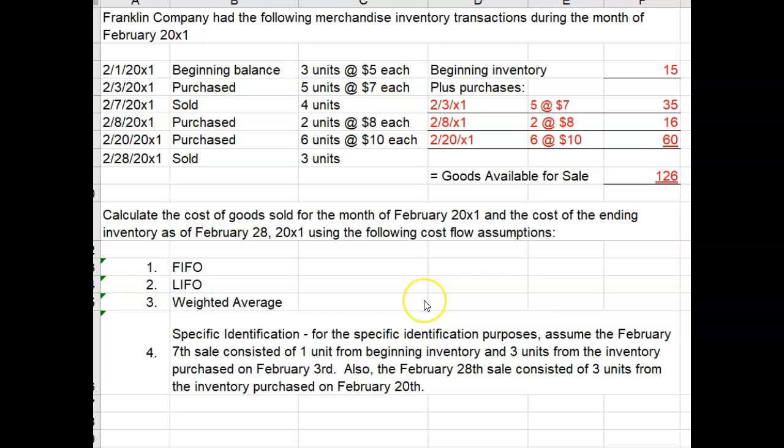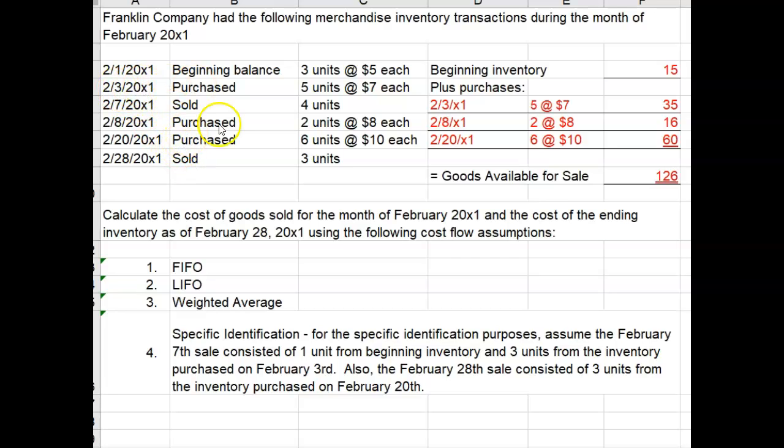So going back to our Franklin example, this is the data that we are given. On February 1st, 20X1, we had a beginning balance of inventory left over from January, 3 units at $5 each. So our beginning units of inventory cost us $15. We made 3 purchases during the month, and we made 2 sales during the month.